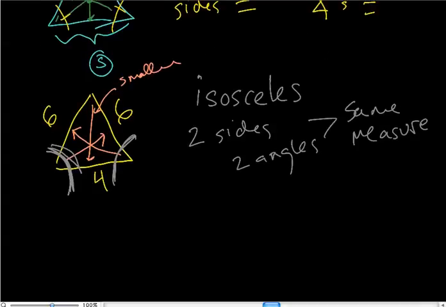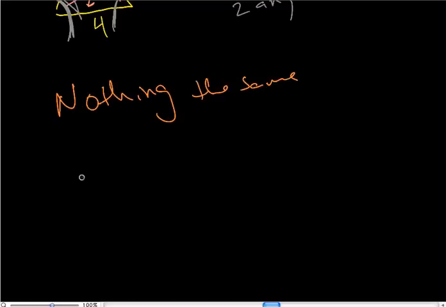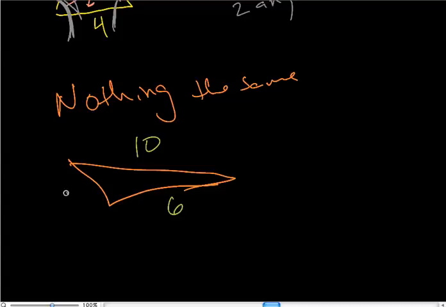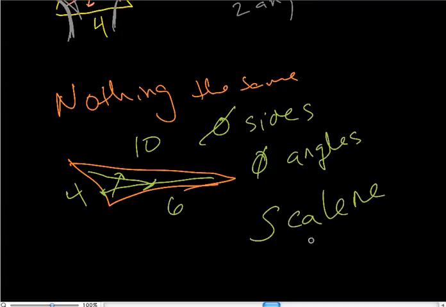So this is 2. This is 2. The other one would be one where there's nothing the same. Nothing the same. And we'll use our rule that we came up with. We have an angle like that and sides like that. This side we'll call 6. This side we'll call 10. And this side we'll call 4. And if we use our rule, this angle makes that side, this angle makes that side, and this last angle makes that side. No sides and no angles are the same. This is called a scalene triangle.